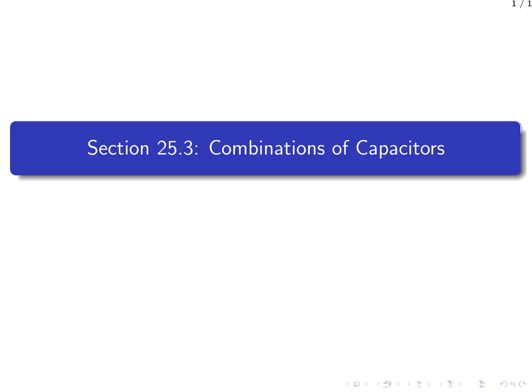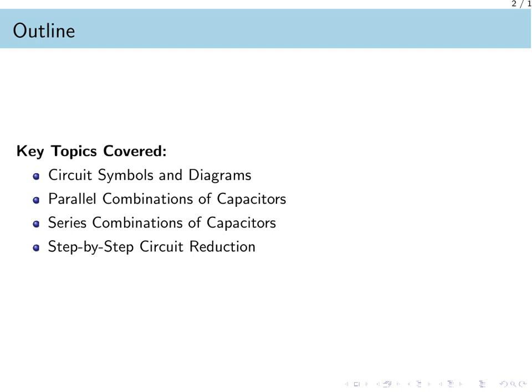Section 25.3. Combinations of capacitors. We will begin by familiarizing ourselves with standard circuit symbols and diagrams used to represent electrical components. Following this, we will explore how to analyze capacitors connected in parallel configurations. Then, we will examine capacitors connected in series configurations. Finally, we will learn a step-by-step method for reducing complex circuits into simpler equivalent circuits to determine their overall capacitance.